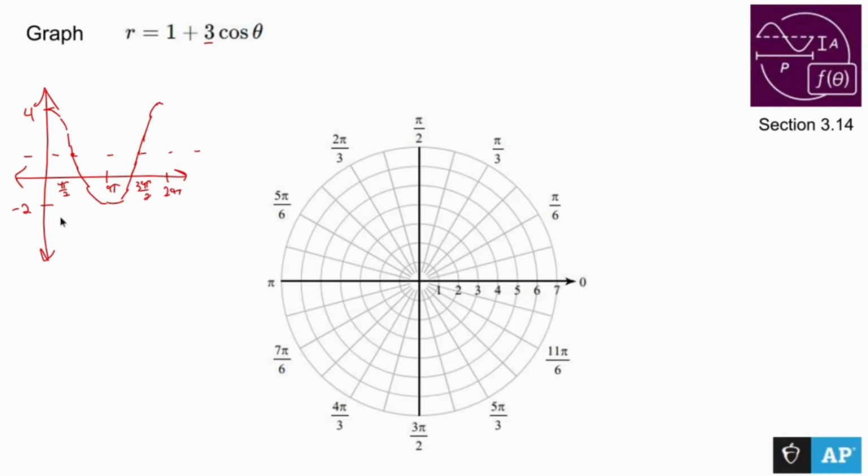Now, what is this going to look like? Well, at 0, we're at 4. So at degree 0, we're 4 units away. Then, as I approach pi over 2, I make my way to, what did I say this was? 1, because that's my midline. So as we approach pi over 2, we're at 1. So that's right around here.